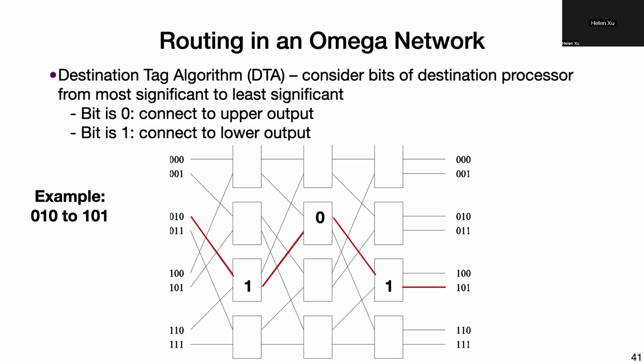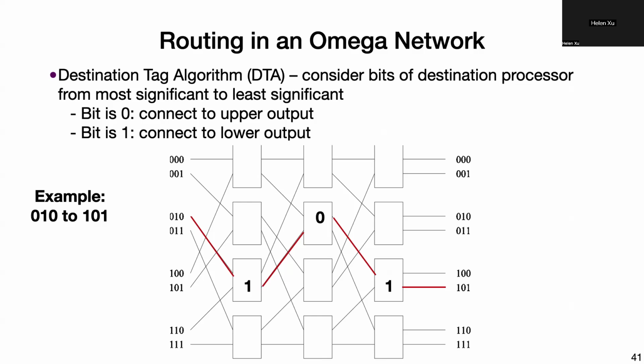And one cool thing is that the actual routing does not depend on the source processor. Of course, you need a source processor, but that's already given up front. And the source processor, each one has only one output, so you don't need to think too hard about where it's going to go from there. That's why we start taking the bits from most significant to least significant, starting at the initial switching element.